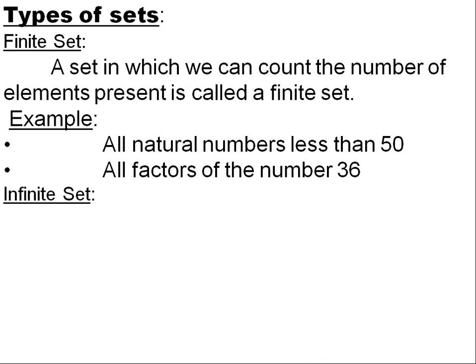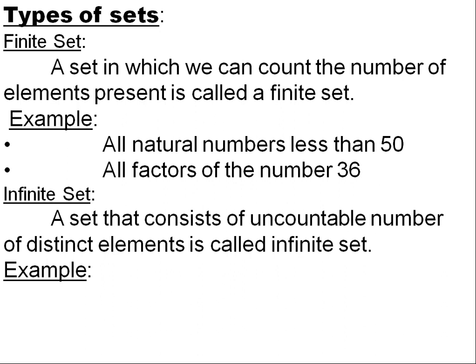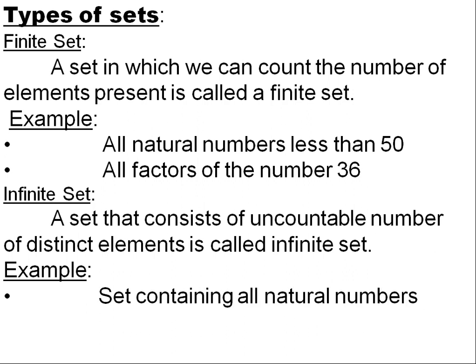The next set that we are going to talk about is an infinite set. A set in which we cannot count the number of elements will be called an infinite set. As an example, we can talk about a set which contains all the natural numbers. Remember, the natural number set will contain the numbers 1, 2, 3, 4 and so on. It has no end to it. So that's why we cannot count the exact number of elements present in this set, and that makes it an infinite set.